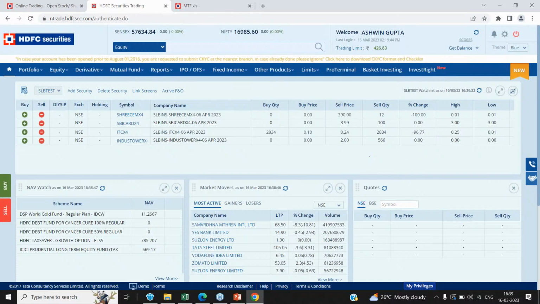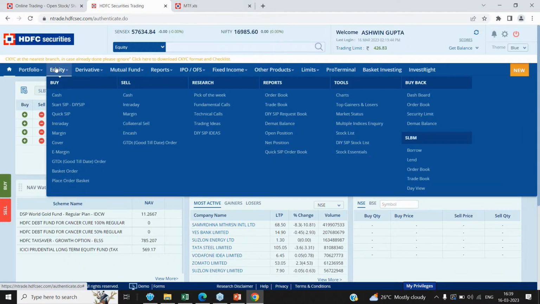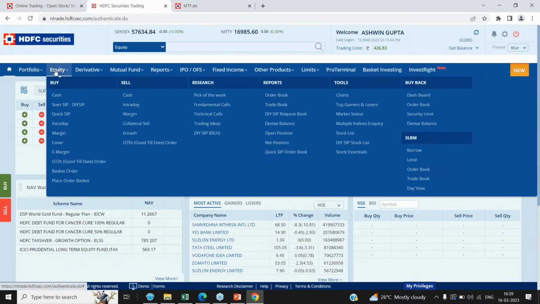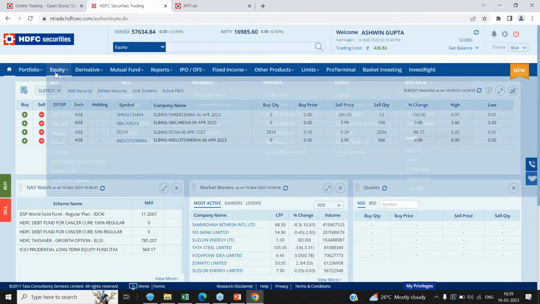Since this is an eMargin product, it's an equity product. I'll go under the equity heading, the equity sub menu. Under equity, I have something called buy, sell, research. All my research calls are available here. My reports are available here. These are my tools, my buyback section and SLB section. So since it is the equity market, I'll go to equity. I'll simply click on eMargin.